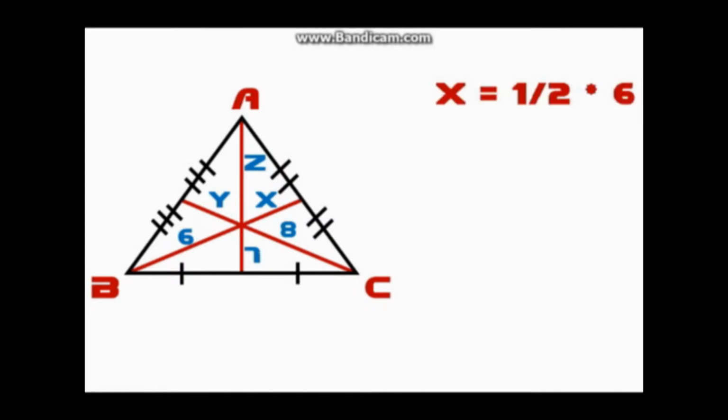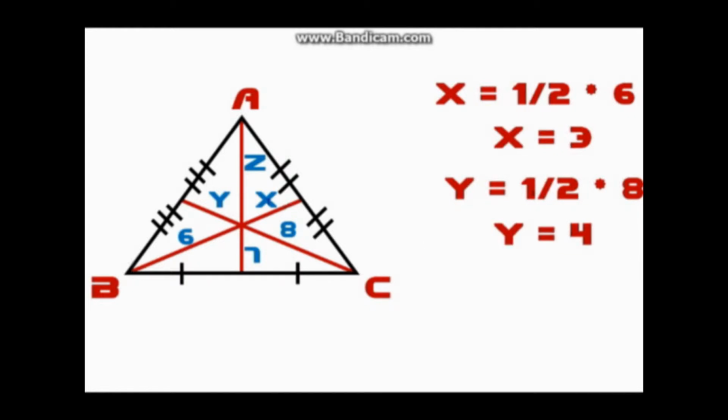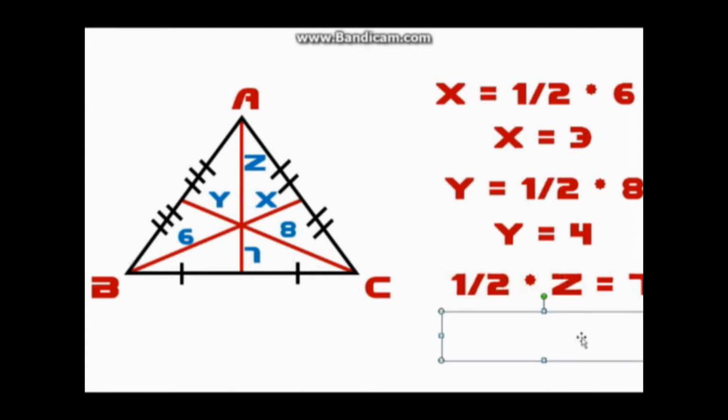x is a half of 6, which is 3, so x equals 3. And y would be a half of 8, which is 4. And then half of z would be 7, so z is double 7. So if half of z equals 7, then z equals 14.